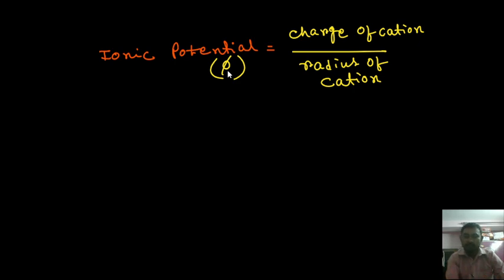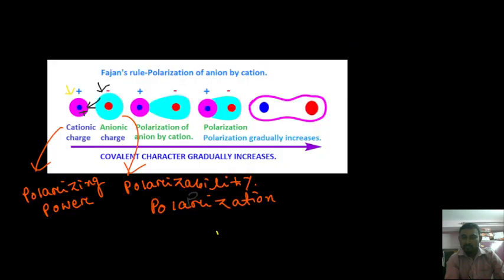From the pictorial diagram we see that if the size of the cation is small and the size of the anion is large, with the decrease of the size of the cation, the polarizing power increases, because the positive charge density of the cation increases, so it attracts more of the electron of the anion. So decreasing the size of the cation or increasing the charge of the cation, the polarizing power of the cation increases. And for the anion, what happens?